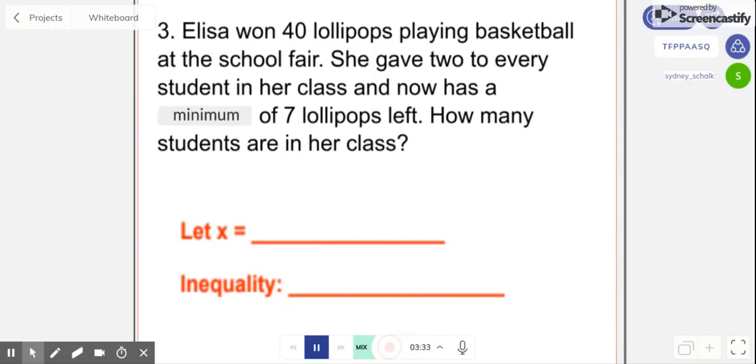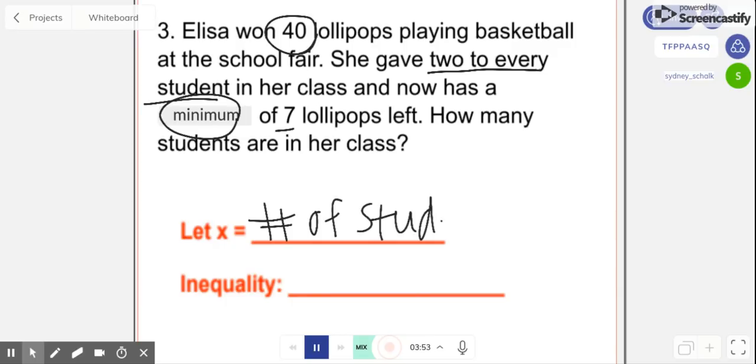So for our final problem, it says Alyssa won 40 lollipops playing basketball at the school fair. She gave 2 to every student in her class, so 2 each, and now has a minimum, there's our inequality, of 7 lollipops left. How many students are in her class? So we're going to let x equal the number of students in Alyssa's class.